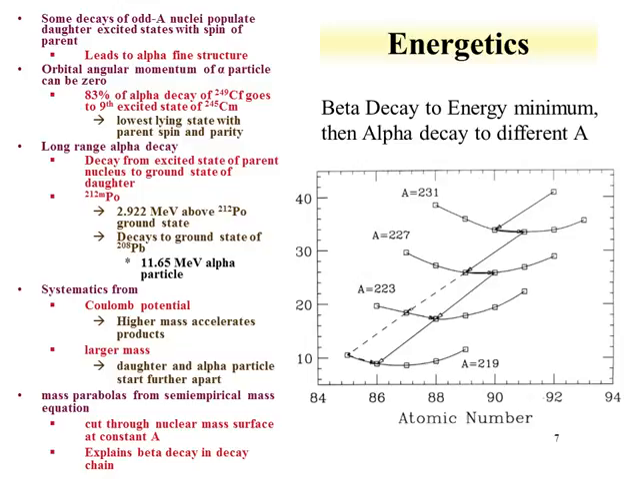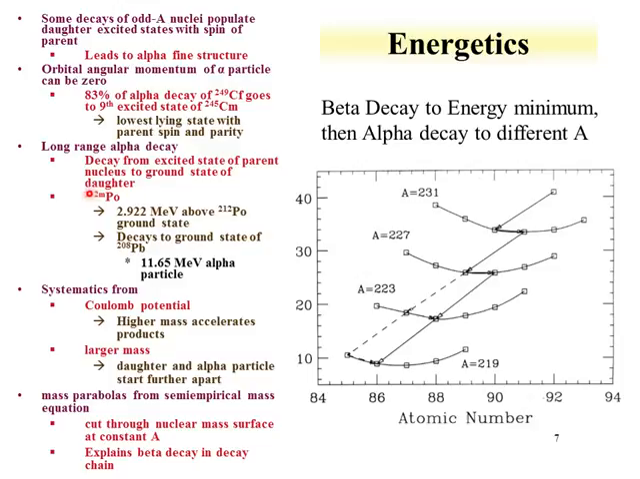For instance, even nuclei, since their spin and parity is 0 plus, will often decay to the ground state of the daughter, because the alpha particle also has 0 plus spin and parity. We can also observe something called long-range alpha decay, which is really the decay from a metastable state to a ground state of the daughter.